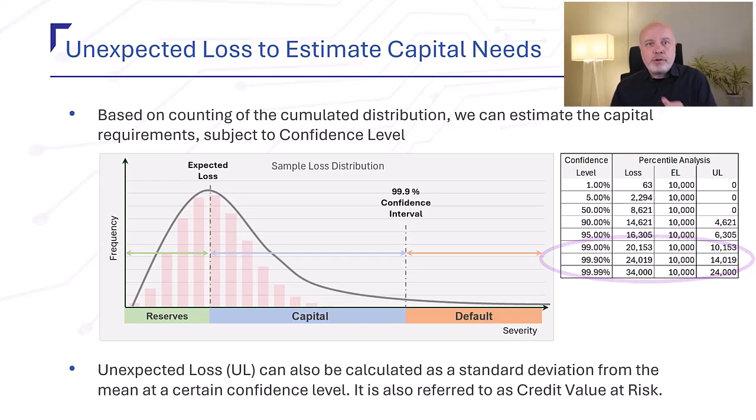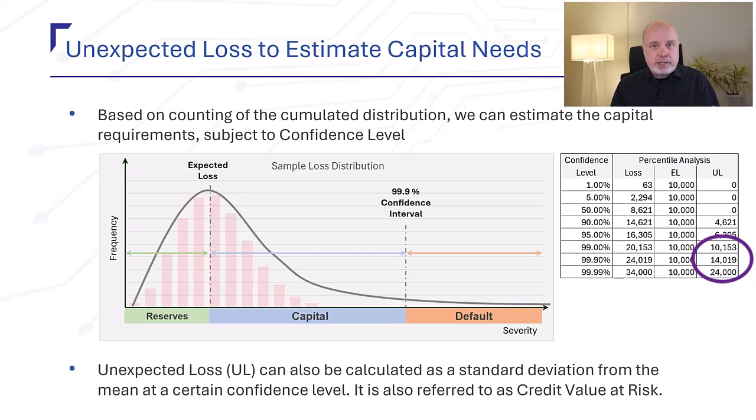And if we take it further to the 99.99% of the cases, meaning 1 in 10,000 years, we will see that the loss is $34,000 with an expected loss of $10,000, and we experience an unexpected loss of $24,000. So this table gives us an indication about how much capital we should hold for this portfolio. For a safety level of 99.9% of the cases, which is, as we mentioned before, often required by the regulators, we would need about $14,000 as equity capital.